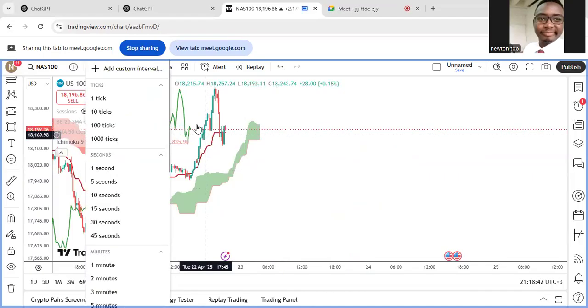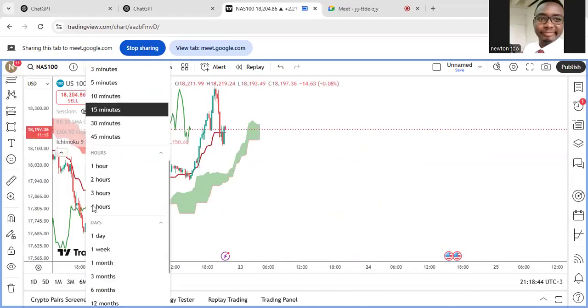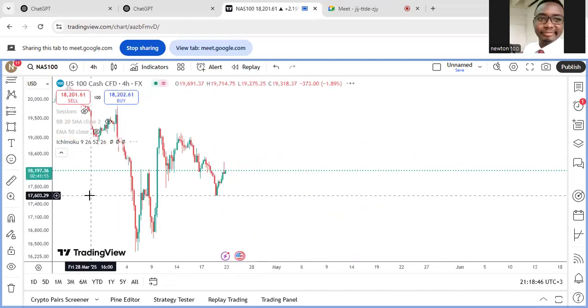Yeah. Oh, this one is on a lower time frame. Maybe can you set a high time frame? I don't have it set on a high time frame.